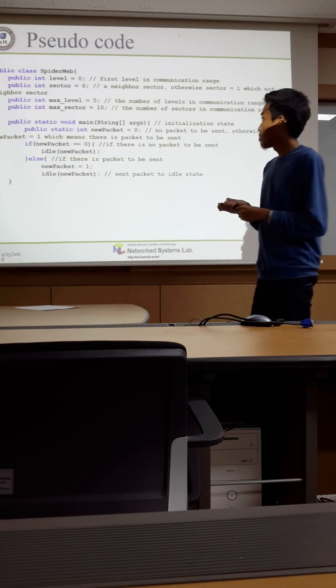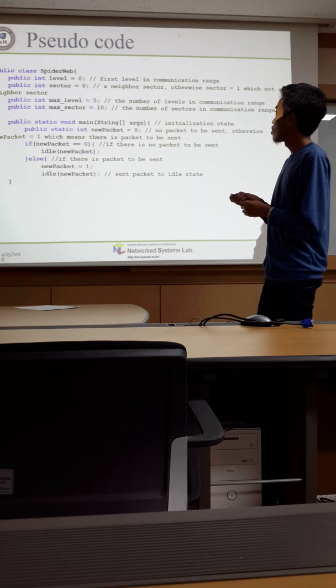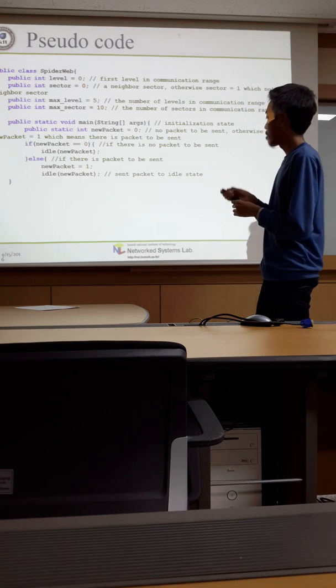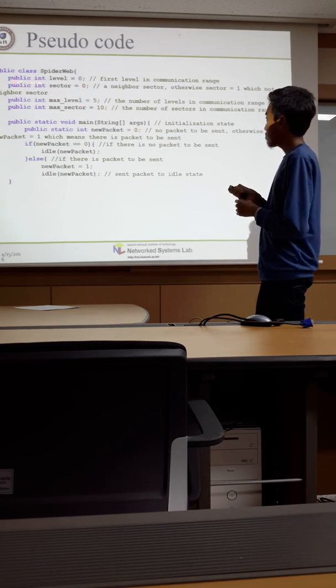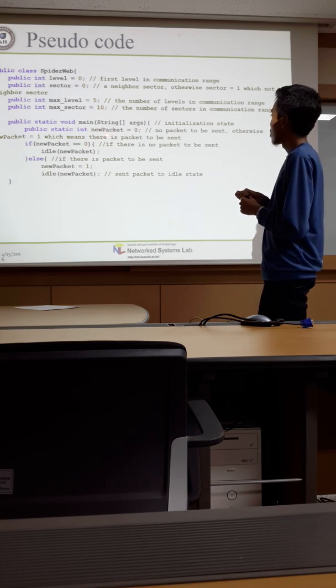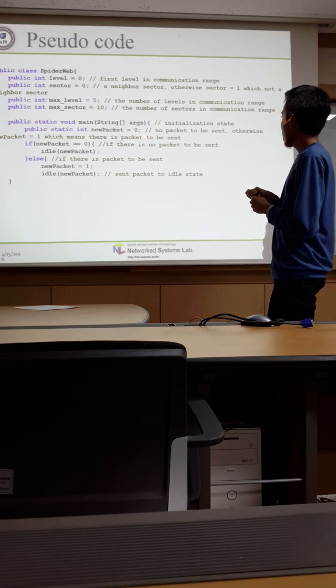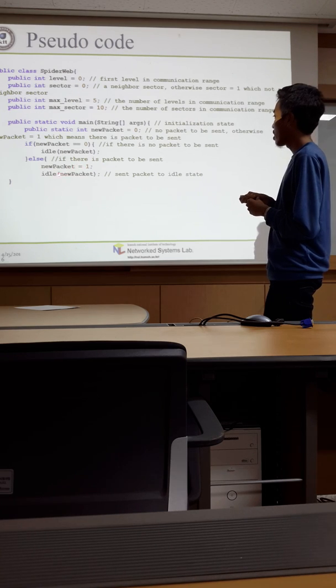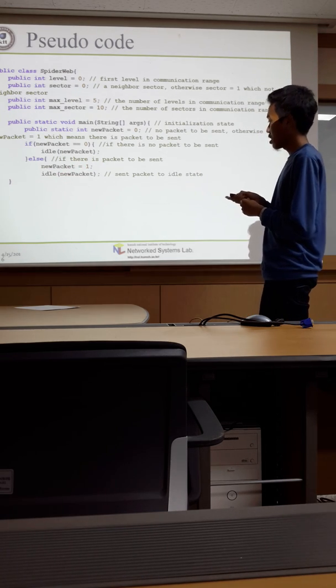In addition to the FSM design, I will also show pseudocode just to give a brief explanation about this algorithm. In this statement, first, the initialization of some variables, and then this one is for the idle state. Start state: it will check that if there is no packet to be sent, then this packet will be 0 and sent to the idle state, and if there is a packet to be sent, the packet will be set to 1 and sent to idle state.